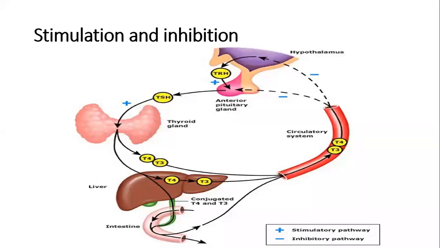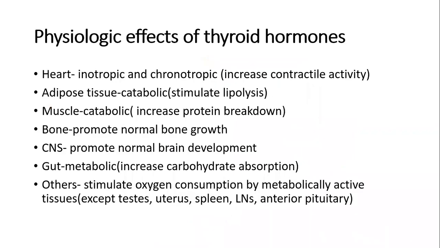So this is a pictorial representation of the axis between the hypothalamus, the anterior pituitary, and the thyroid gland, where we have the production of the thyrotropin-releasing hormone at the hypothalamus. It stimulates the anterior pituitary to produce the thyroid stimulating hormone. And then the thyroid stimulating hormone acts on the thyroid gland to produce the thyroid hormones, that is T3 and T4.